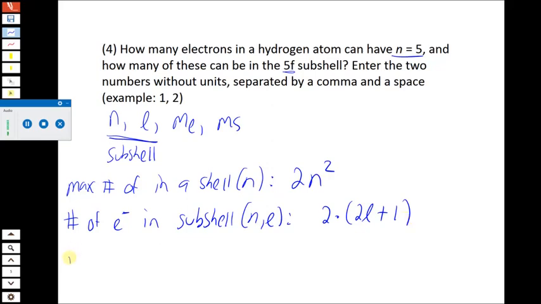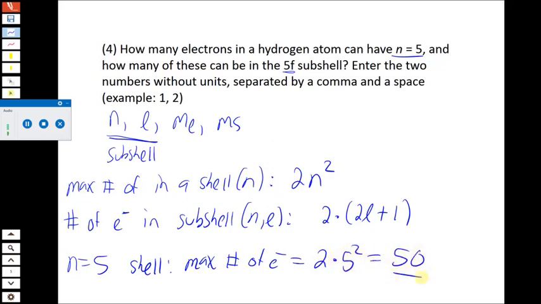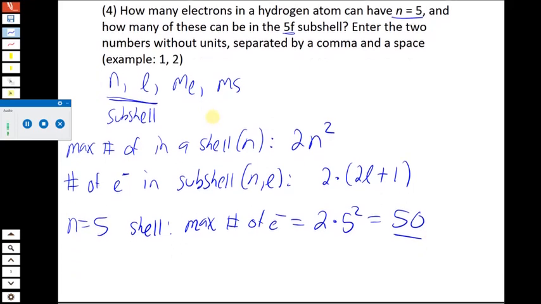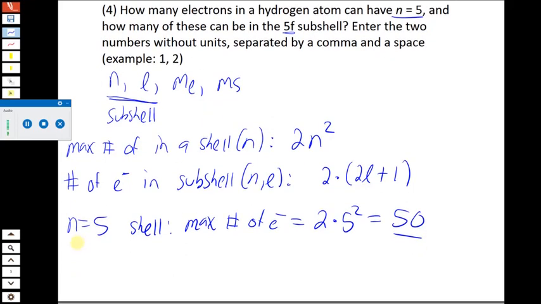All right, so the first one, if we have n equals 5, which is the shell number we're considering, the maximum number of electrons is going to be 2 times n squared, so 2 times 5 squared, which is 50. So that means at most we can put 50 electrons into the n equals 5 shell, and then how many of those can go into the 5f subshell? So for this we need to think about the value of l. So for 5f, n is still 5, but then the value of l is going to be what?